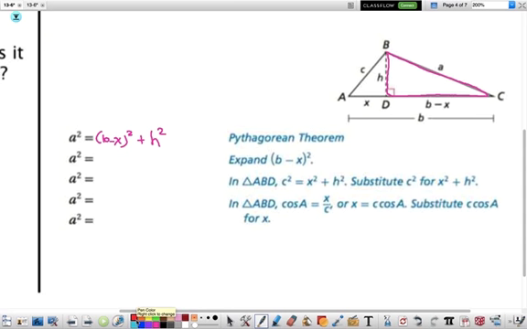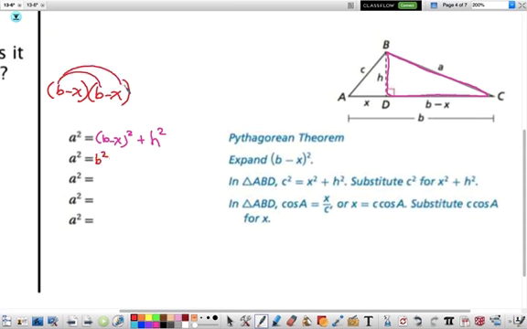So we probably want to get rid of the X's and the H's. I can't do that yet. So maybe I'm going to try something. I'm going to try and expand this. Expand the B minus X. You remember what expand means? And please don't tell me it's B squared minus X squared, right? That's not how you expand things. It's B squared.